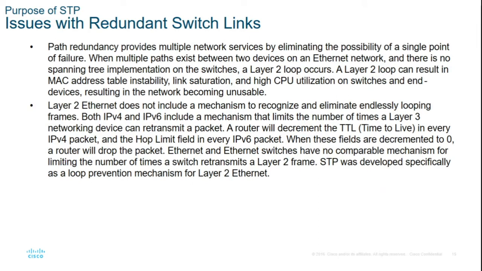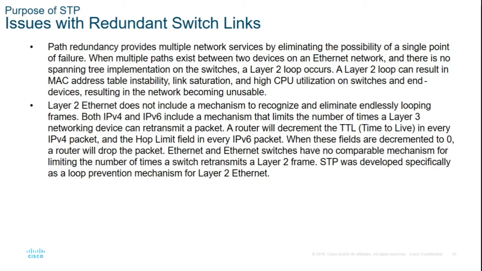Issues with redundant switch links. Path redundancy provides multiple network services by eliminating the possibility of a single point of failure. This means that where there is redundancy, a link failure will cause another link to take its place, thereby preventing disconnections. However, if multiple paths exist between two devices and there is no Spanning Tree Protocol implementation on the switches, a Layer 2 loop occurs, as we mentioned earlier.